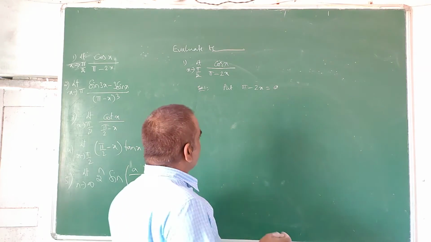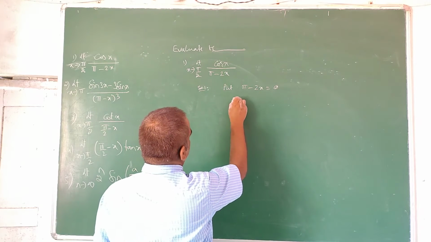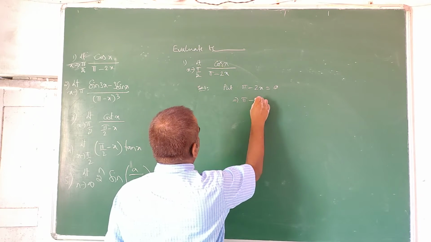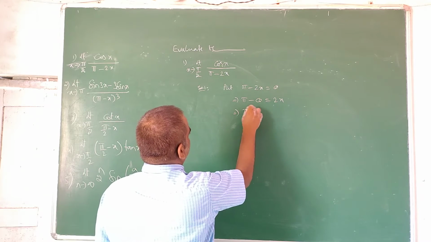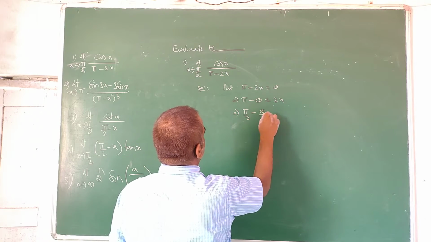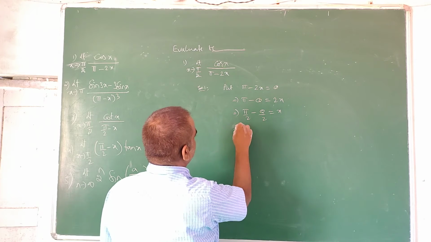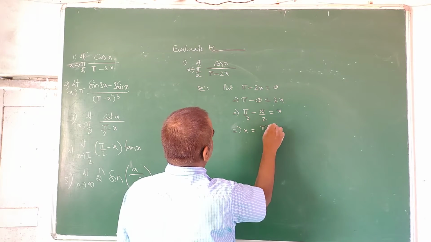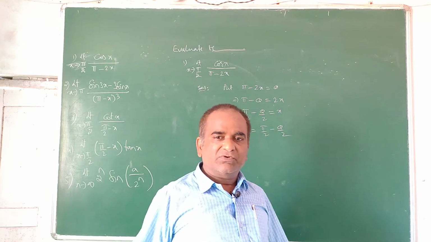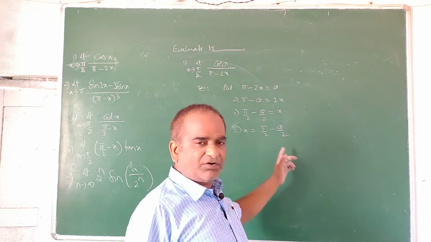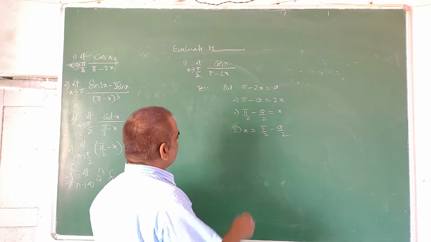So if you put pi minus 2x is equal to theta, this implies pi minus theta is equal to 2x. This implies pi by 2 minus theta by 2 is equal to x. So x is equal to pi by 2 minus theta by 2. So when pi minus 2x is equal to theta, x is equal to pi by 2 minus theta by 2.